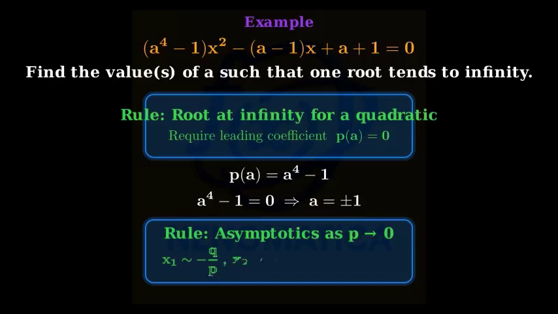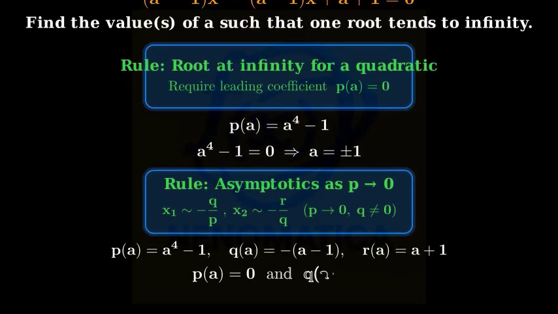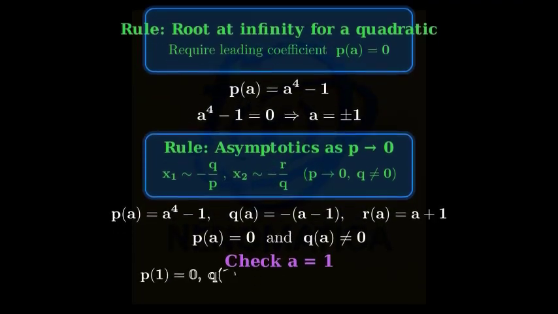Step 2. For a quadratic px squared plus qx plus r equals 0, when p is close to 0 and q is not 0, one root behaves like negative q over p and therefore diverges, while the other tends to negative r over q and stays finite. So to get exactly one infinite root, we need p of a equals 0, but q of a not equal to 0. Step 3. Test the candidates.